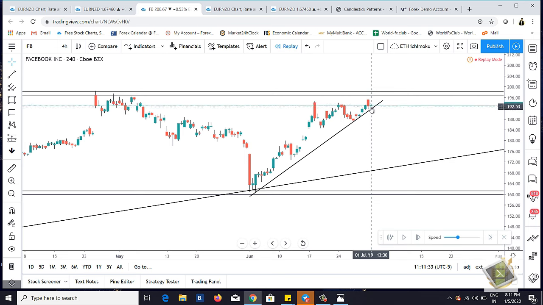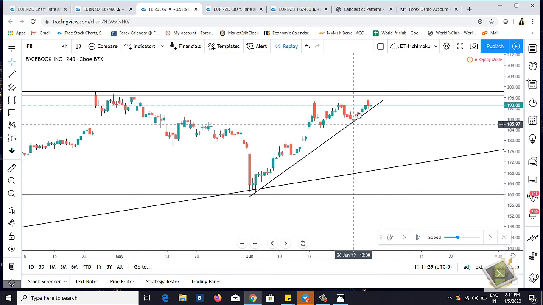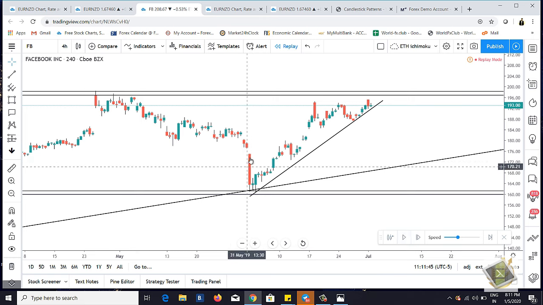Now it is almost about to break this. Once it breaks this line, I will wait. I will see what structure it is following, what structure it is giving me. Either it should give me a big red candle like this, or something more prominent. So I'll wait.